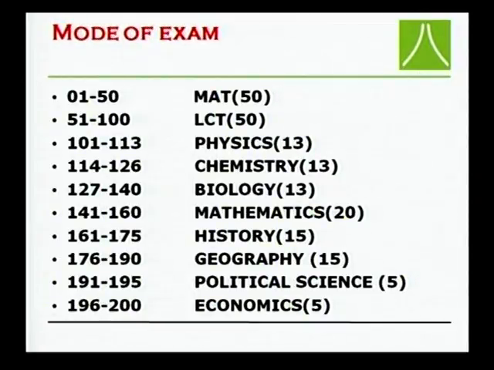Definitely that will help you to get a good score in the exam. And the next, from 161 to 175, are questions based on history, 15 questions. From 176 to 190, that is geography, you have 15 questions. From 191 to 195 you have political science, 5 questions, and from 196 to 200, economics, 5 questions. In total it is 200 questions, and this is the mode of examination, the question paper in this mode only. So, children, you are clear about all these question numbers.